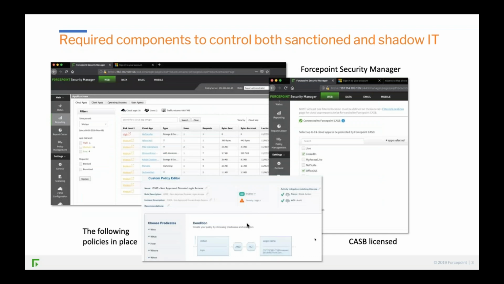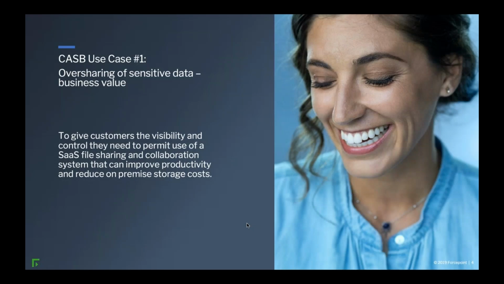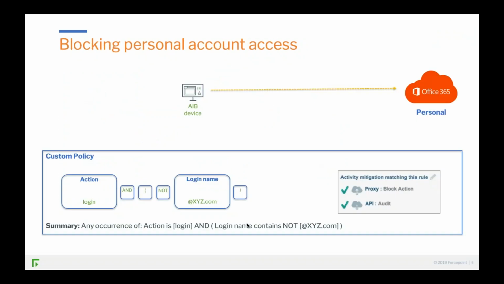Then we would say to the customer, look, you have these components in place right now. And we would suggest that you would put the following policies in place. So we have Forcepoint Security Manager, you have the Cloud Application Control module, the CASB, and we're going to put these policies in place. Now, we've spoken to you, Mr. Customer. We see that you're concerned about sharing of data. You told us that you're concerned about personal account access. So here is the specific policy.